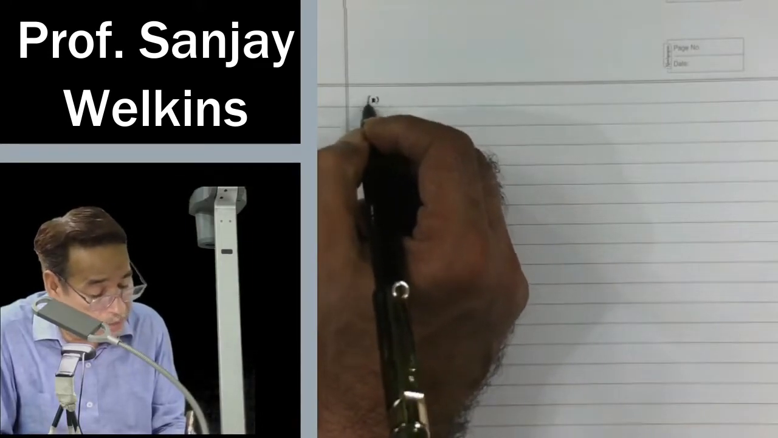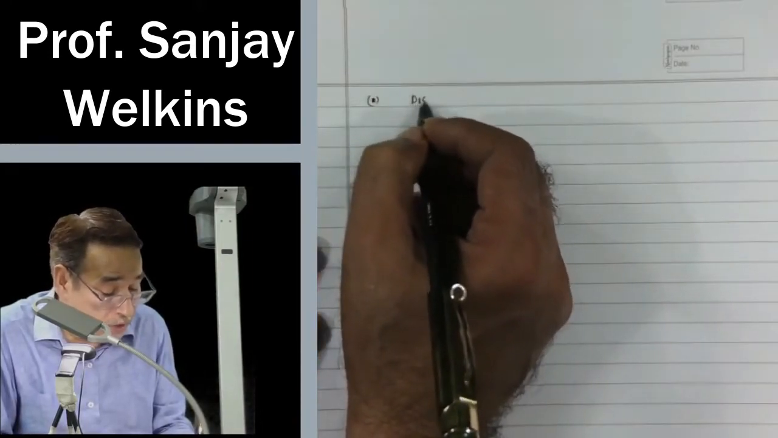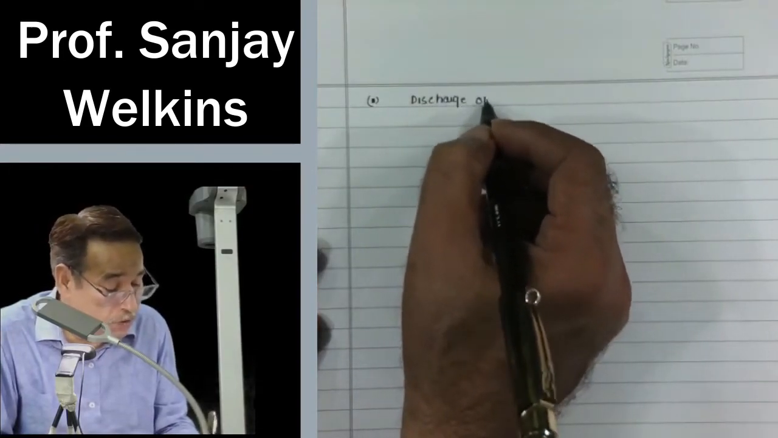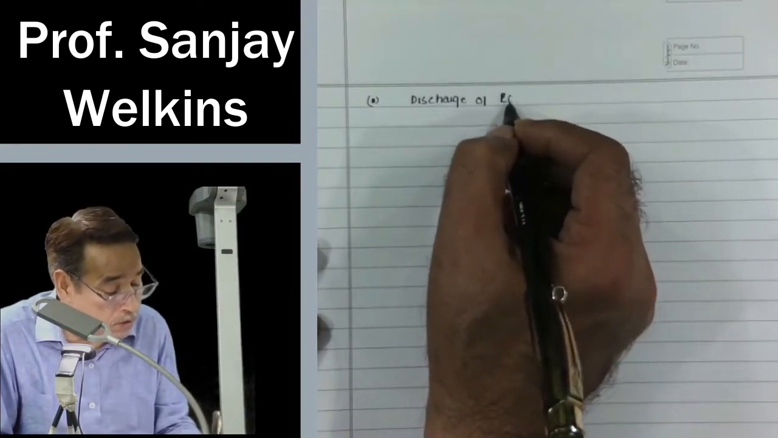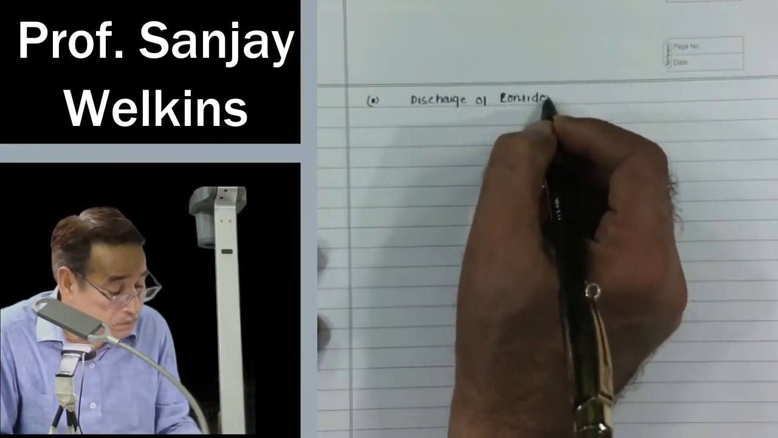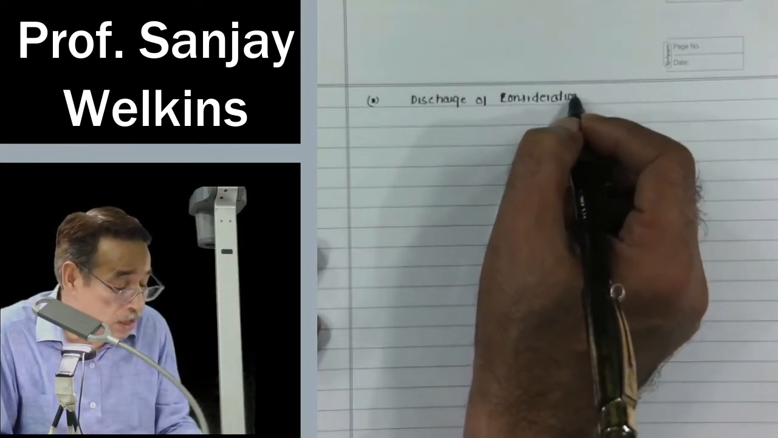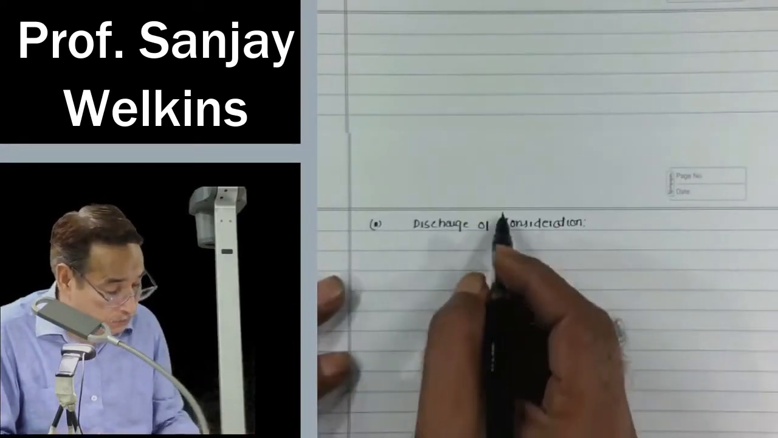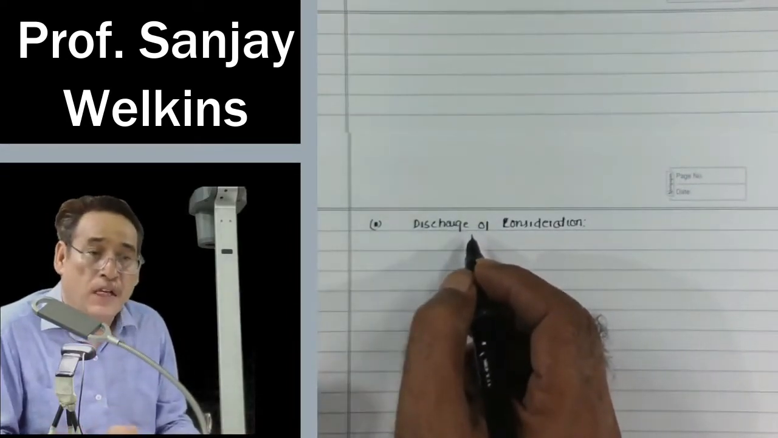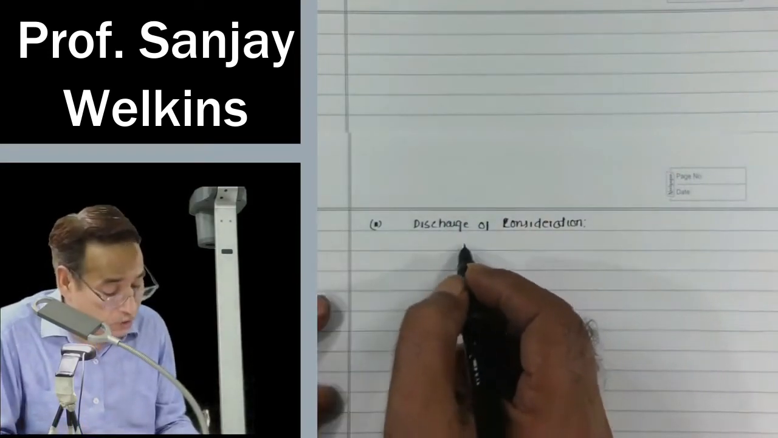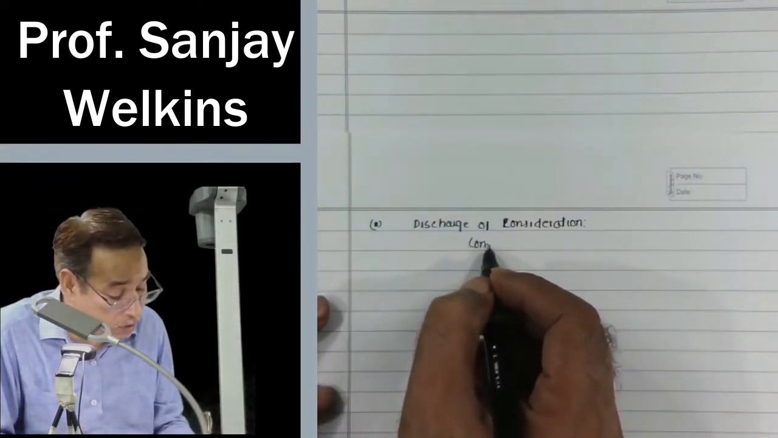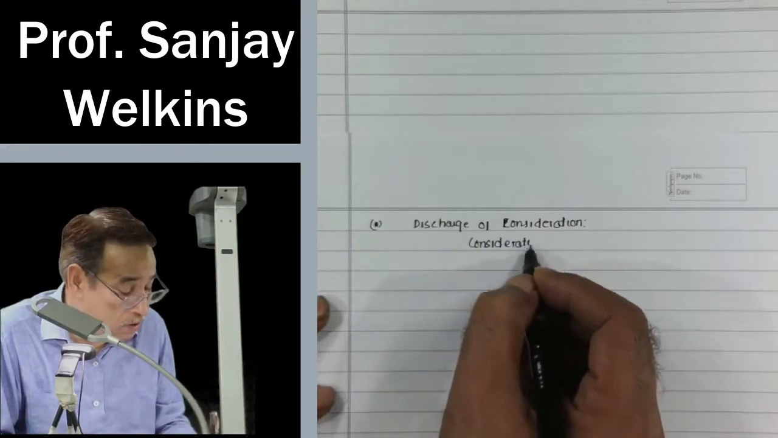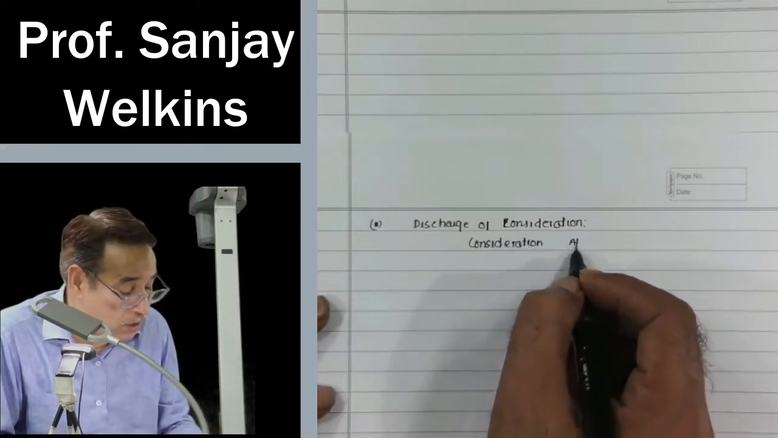So the second entry is the discharge of purchase consideration. Now I will discharge the consideration. Correct? The consideration amount is how much we have credited it. We have credited it by 20. So I will write here consideration account debit 20.